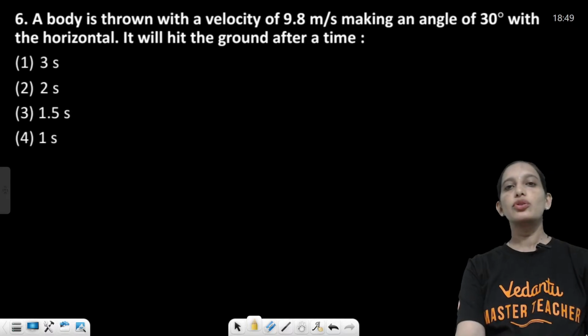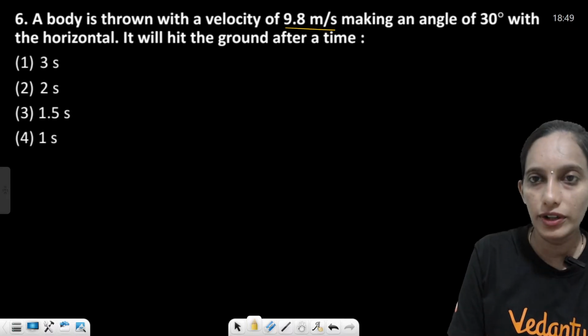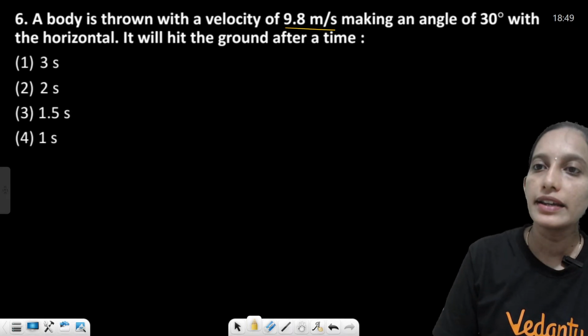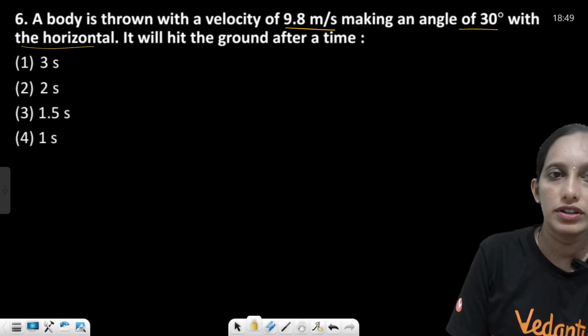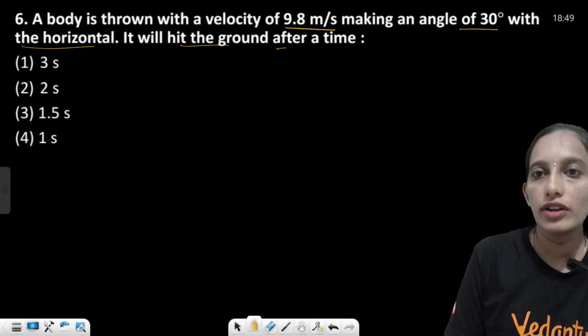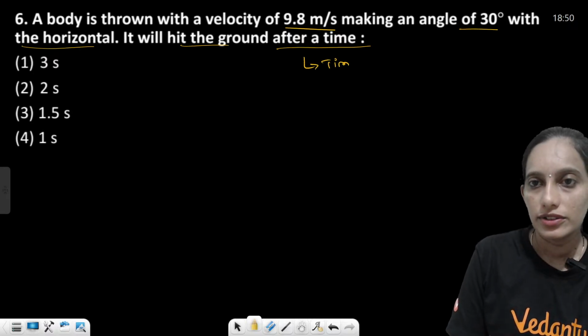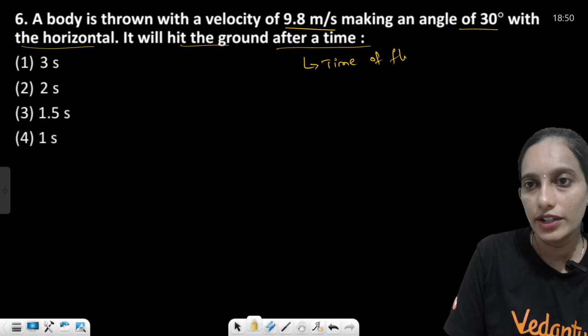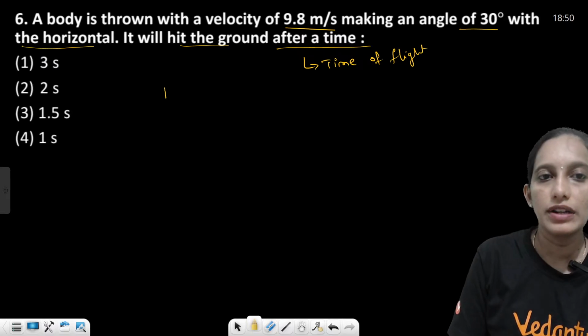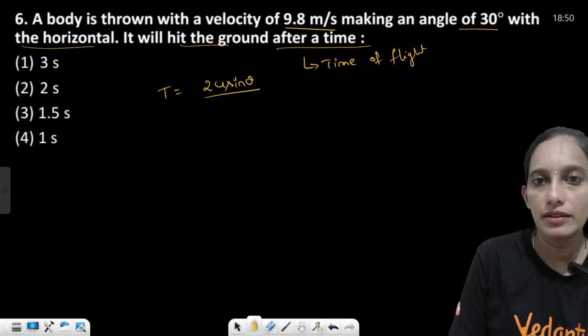A body is thrown with a velocity of 9.8 meter per second, making an angle of 30 degree with the horizontal. It will hit the ground after a time. So what do you have to find out here? You have to find out the time of flight. What is the formula? 2u sin theta by g. So quickly substitute.